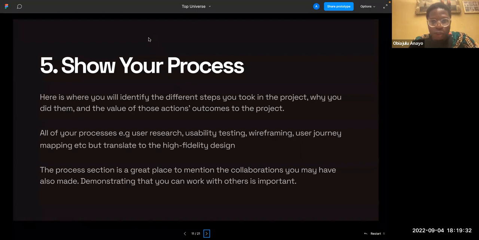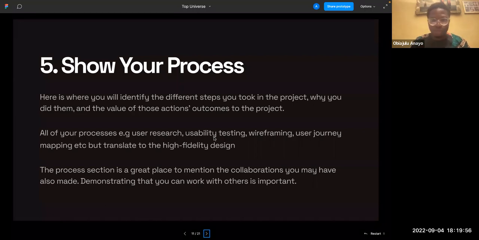You must make sure that your research translates to features, and that it affects your customer journey, your wireframes and the high fidelity designs. Don't do research in one place and have your high fidelity design somewhere else, very disconnected. As a senior person who has reviewed so many case studies, I can tell when someone is just lying to us. Definitely in interviews, I'll ask you and I'll tell you.